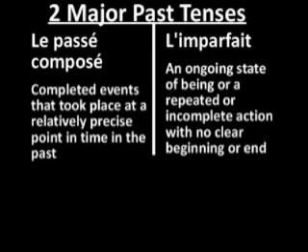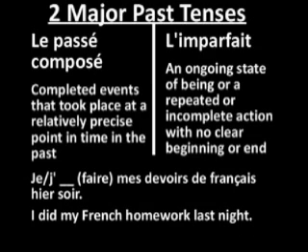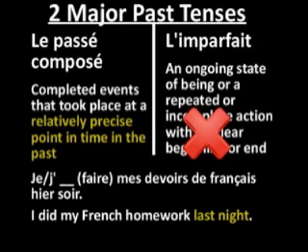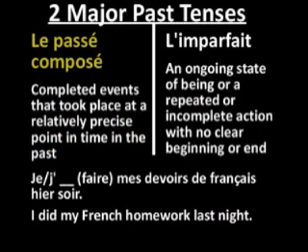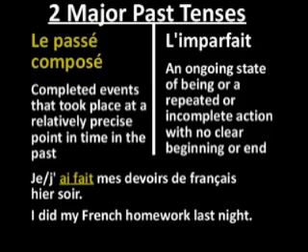For example, suppose I want to say that I did my French homework last night. Last night indicates a relatively precise point in time. Also, there's nothing in the sentence to indicate that I left my French homework half finished or incomplete. Thus, I need to employ the passé composé to express this action. J'ai fait mes devoirs de français hier soir.